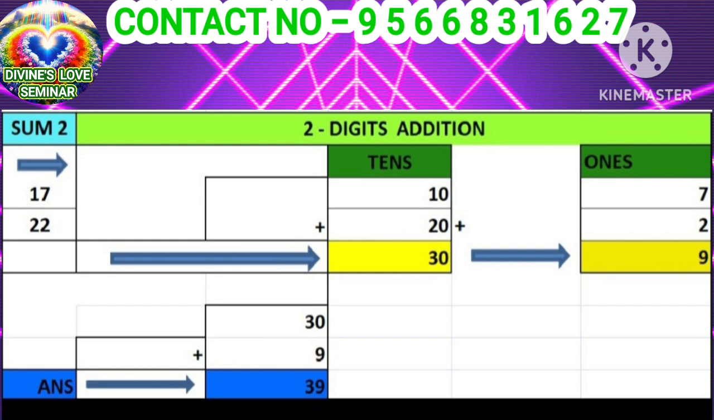Then go to the tens place. We should add now. 10 plus 20 is equal to 30. In the ones place, 7 plus 2 is equal to 9. This is for your understanding. Now the calculations, just see. 10 plus 20 is equal to 30. 30 plus 7 is equal to 37. Plus 2 is equal to 39. 39 is the answer. Just see the image and write.